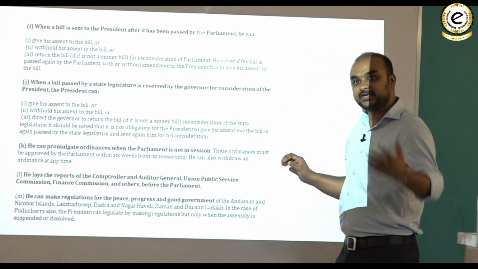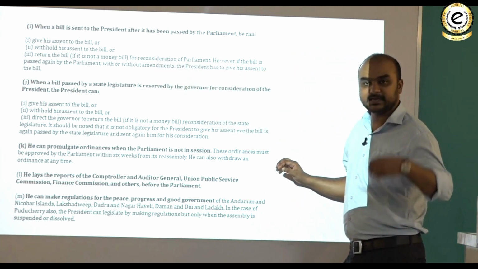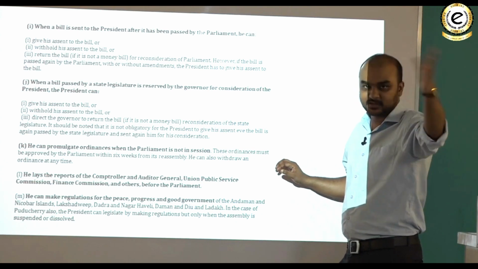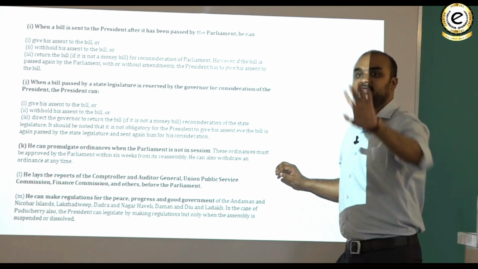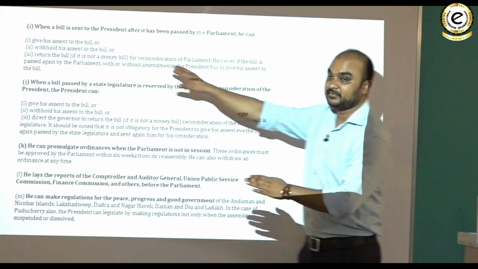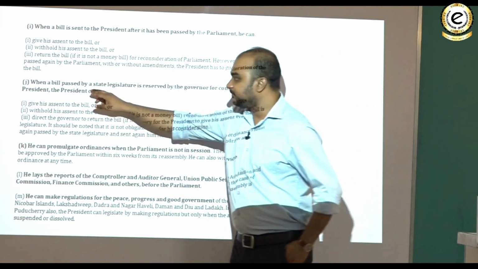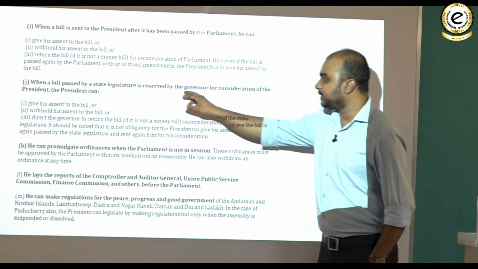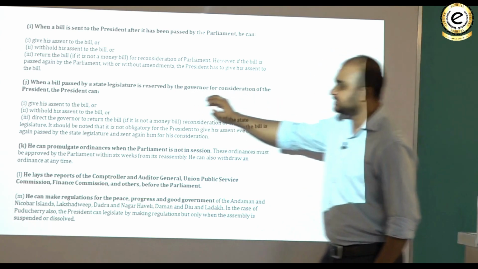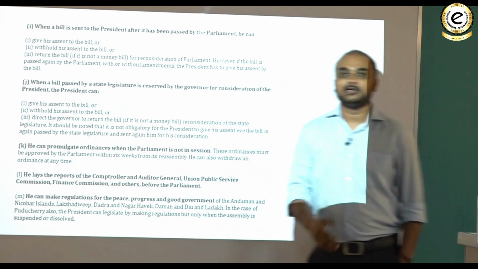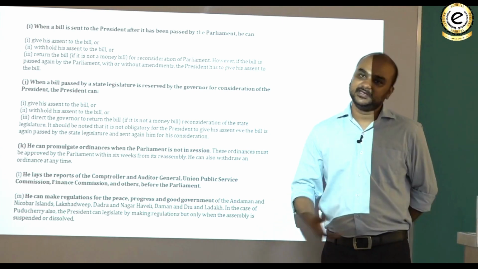However, if the bill is reconsidered by both houses of the Parliament and is returned to the President with or without amendment, then the President shall give his assent, provided that the bill is not a money bill, because a money bill cannot be returned. When a bill passed by the state legislature is reserved by the Governor for the consideration of the President, he can. Now, what happens when a bill is presented to the Governor? He can also declare his assent.